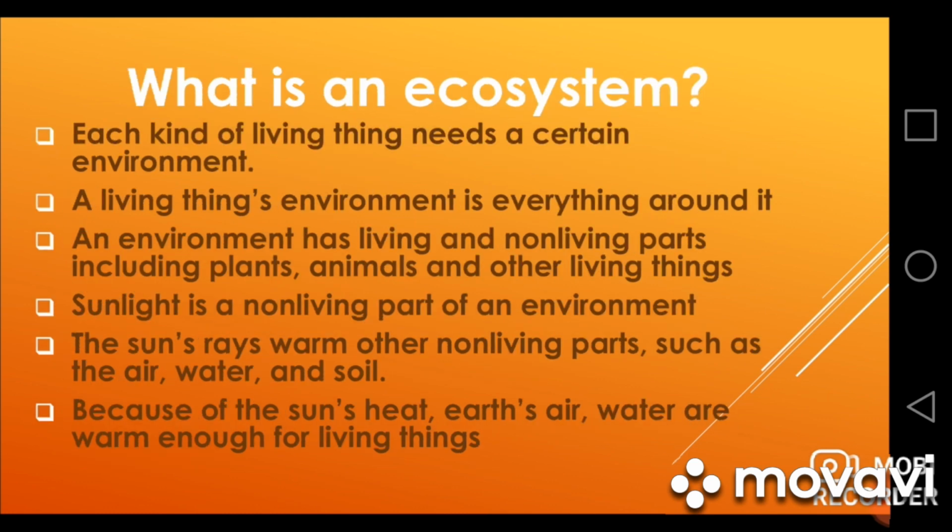Each kind of living thing needs a certain environment, and a living thing's environment is everything around it. Sunlight is the non-living part of an environment, and the sun's rays warm other non-living parts such as air, water and soil, which are very necessary for the survival of the living things. It is just because of sun's heat that earth's air and water are warm enough for the living things to survive, and they support life on the planet Earth.